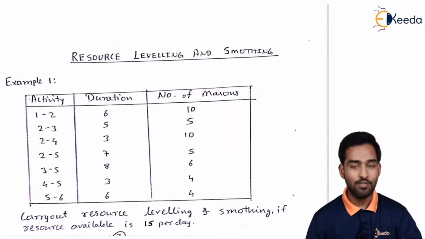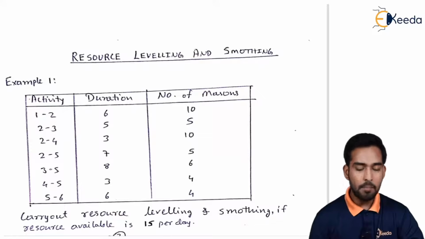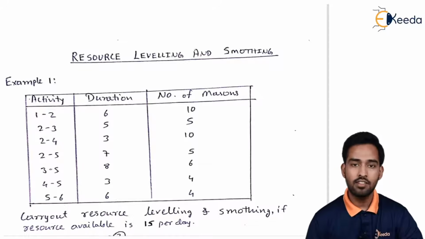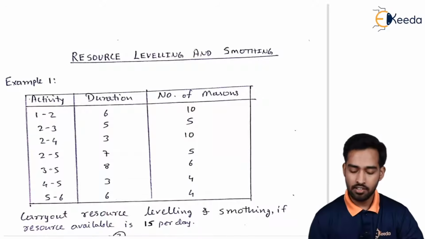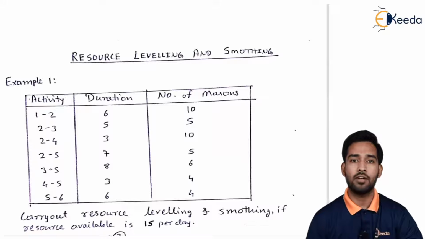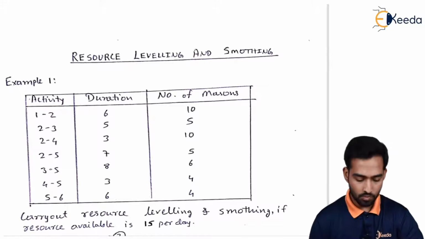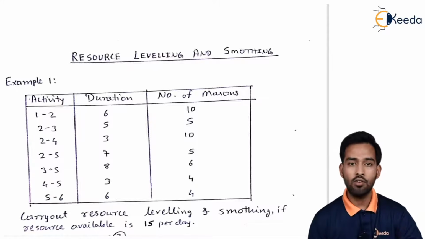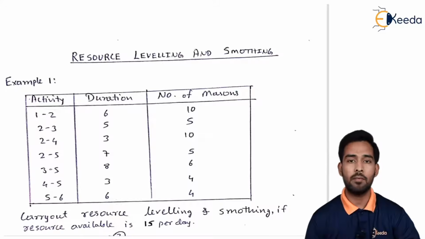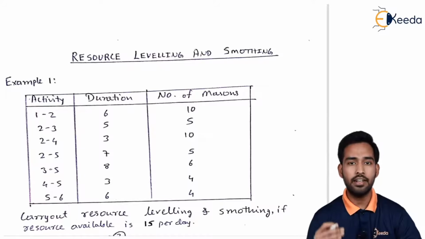On your screen, as we can see, an example is given with activities, duration and the number of machines required to perform that particular activity. Now we have to carry out the resource leveling and resource smoothing if resources available is 15 per day. So here the resources are limited to 15 per day. So we are having only 15 machines per day.